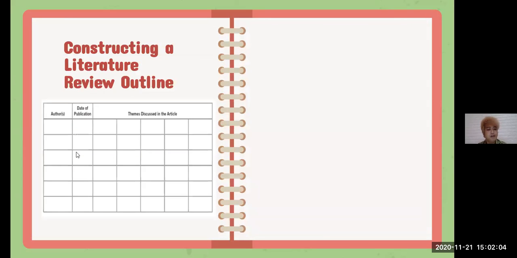Sorry, parang hinahabol ako. So yan, constructing literature review outline. Ito yung sinasabi ko sa inyo, yung authors, date of publication, themes discussed. In fact, pwede kang gumawa ng sarili mong matrix. It depends on what kind of information you want to see.